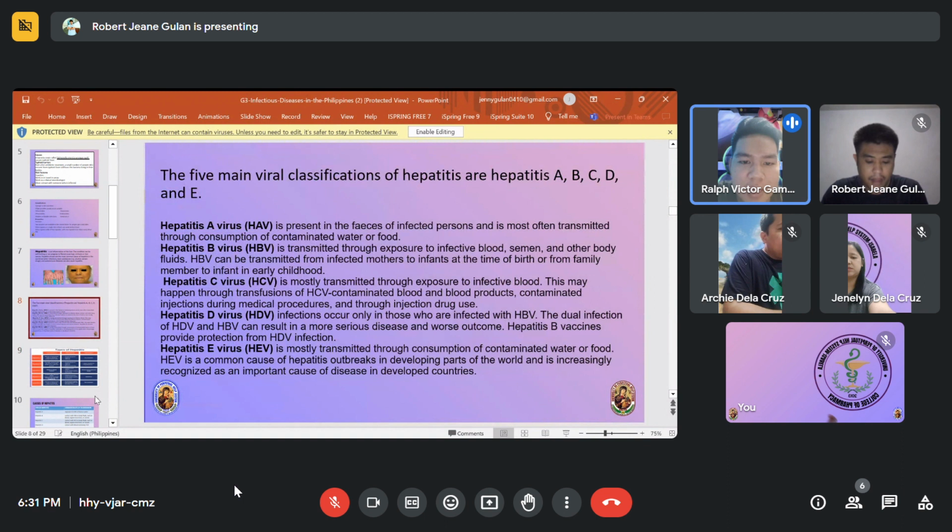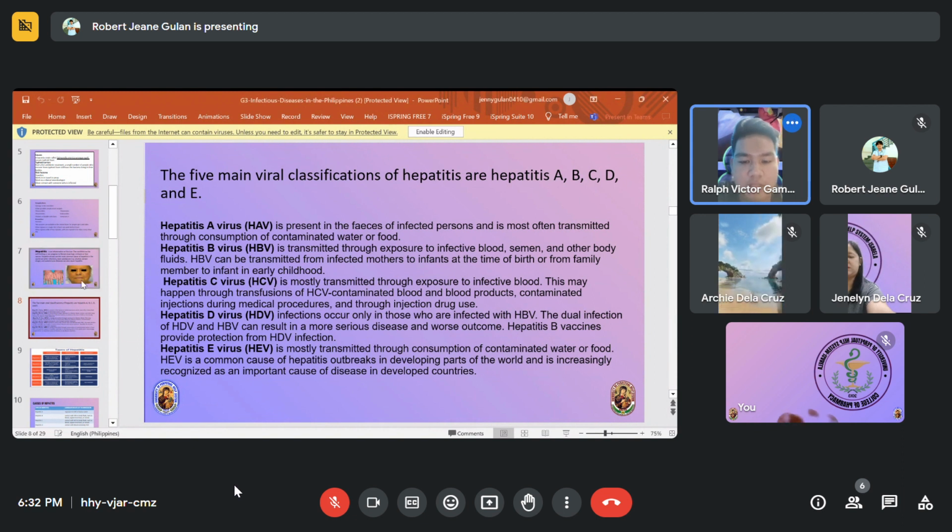The last one is hepatitis E virus. It is commonly transmitted through consumption of contaminated water or food. Hepatitis E virus is a common cause of hepatitis outbreaks in developing parts of the world, and is increasingly recognized as an important cause of disease in developed countries.